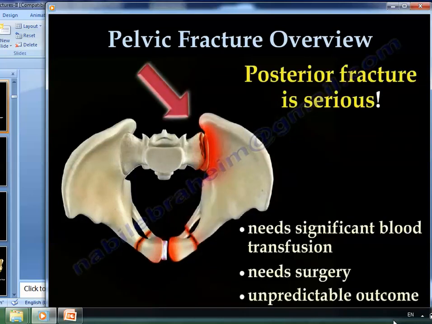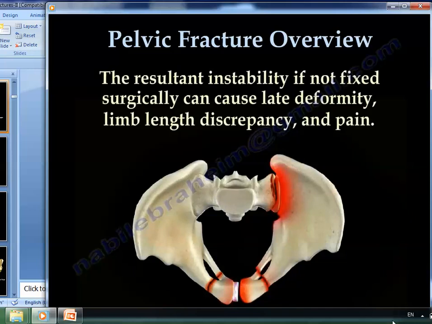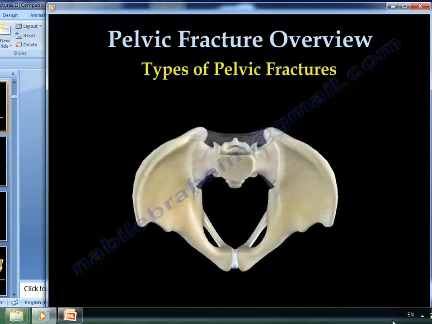We need significant blood transfusion, we need surgery, and the outcome will be unpredictable. That posterior fracture is a serious injury that will lead to instability of the pelvis and a lot of bleeding. This bony instability, if it is not corrected surgically, can cause late deformity, limb length discrepancy, and pain. Types of pelvic fractures. There are three types: anteroposterior type, lateral compression type, and the bad vertical shear type.